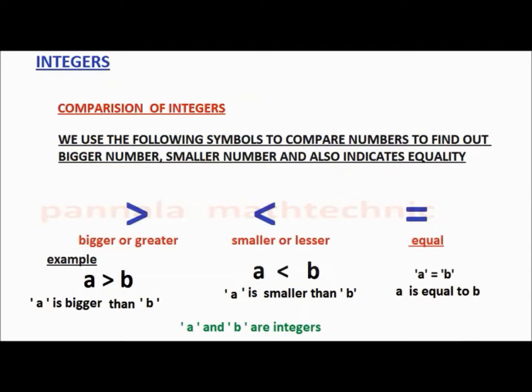Now comparison of integers. We use the following symbols to compare numbers to find out bigger number, smaller number and also equal. So for example, see this, A is greater than B, and if B is greater than A, we can show it like this, B is greater than A. And if both are equal, the equal symbol will be there, A is equal to B.